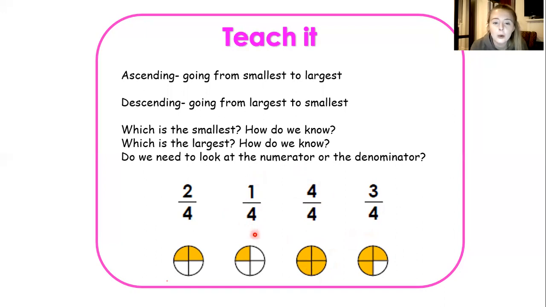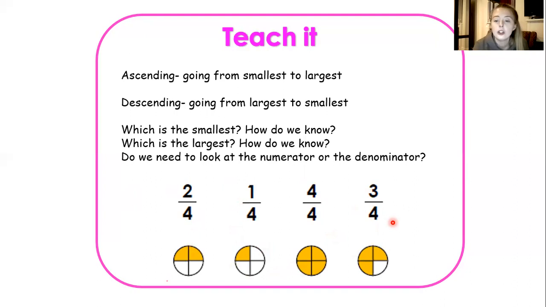It was 1/4, wasn't it? Because 1 is the smallest numerator out of all these fractions. And you would only have 1 piece of the chocolate cake, not all 4 pieces. You would have 1 piece, which is the smallest amount of chocolate cake you would get in all of these different fractions. So when we look at fractions with the same denominator, we look to see if the numerator is large or small to determine whether it's the largest or the smallest.